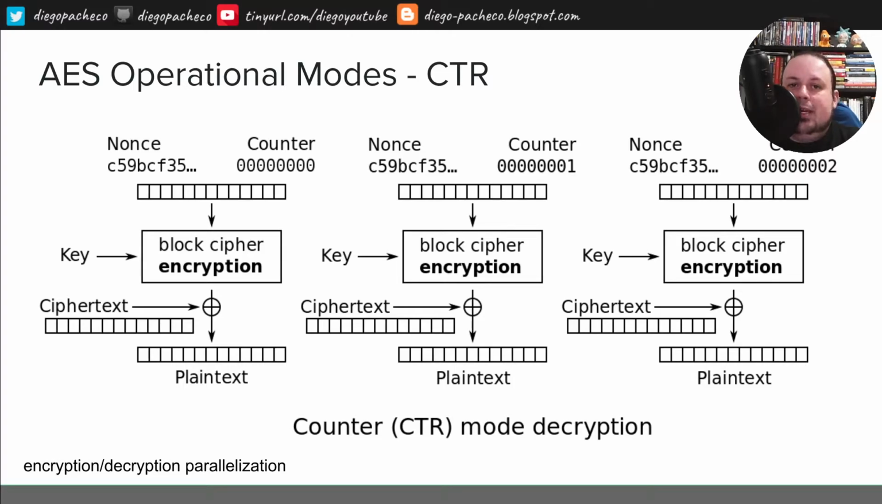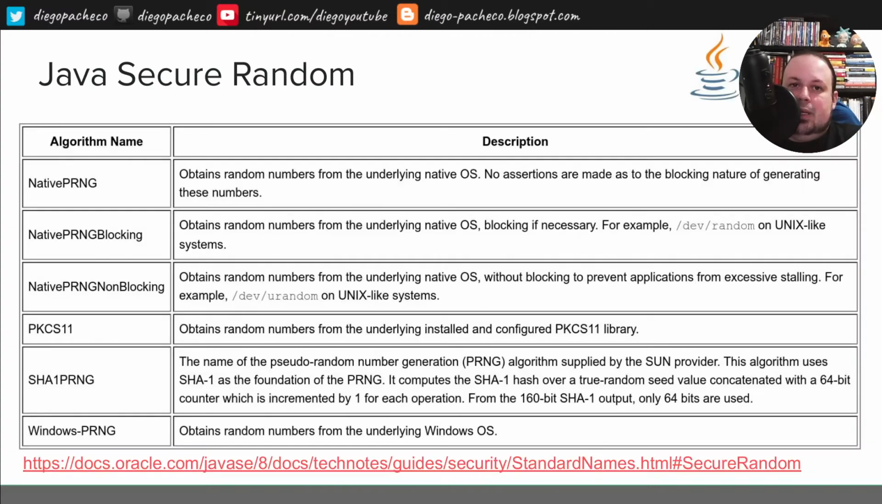But the cool thing here is that you have this counter that's incremented on every block, right? So it's predictable, and that's why you can do it in parallel. You can know how many blocks you're going to have. And if you look at this diagram, you see there's no feedback between blocks. That's why everything can be in parallel, both encryption and decryption. So that's CTR. Now, let's talk about Java, and let's see some code.